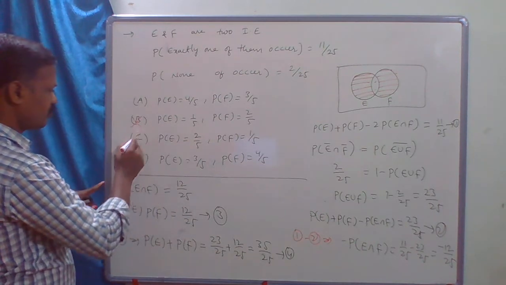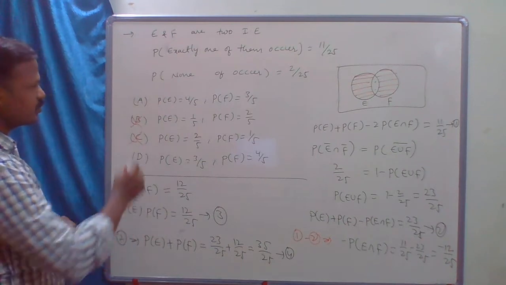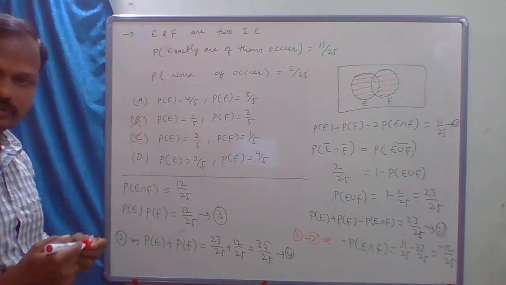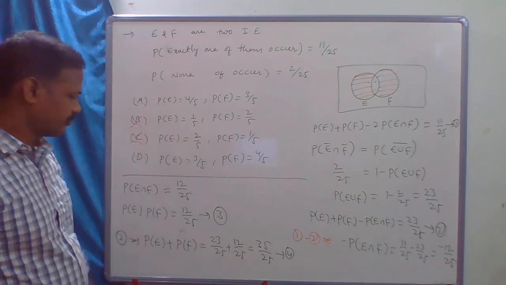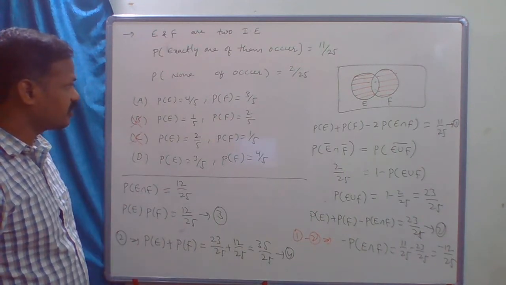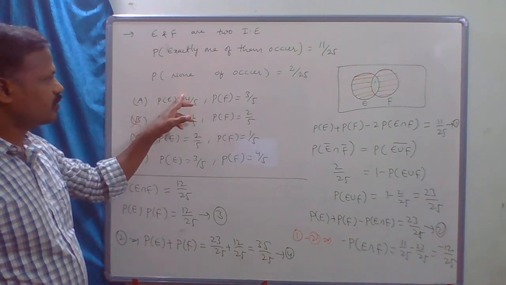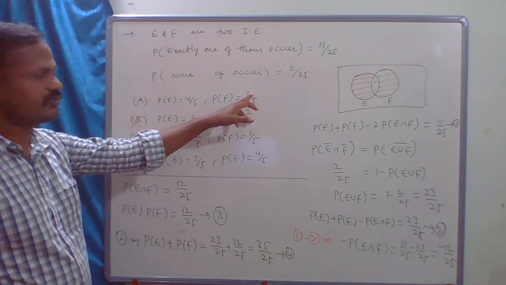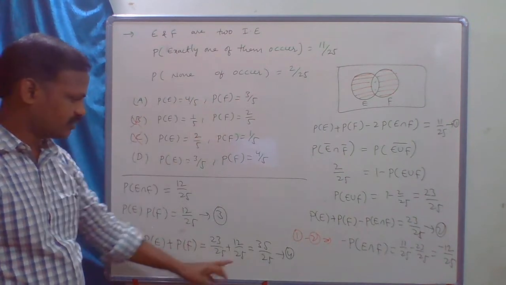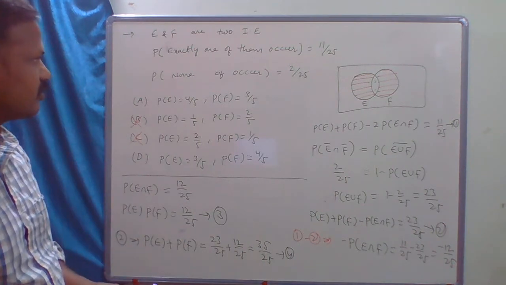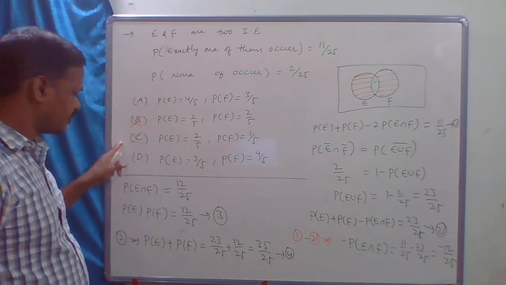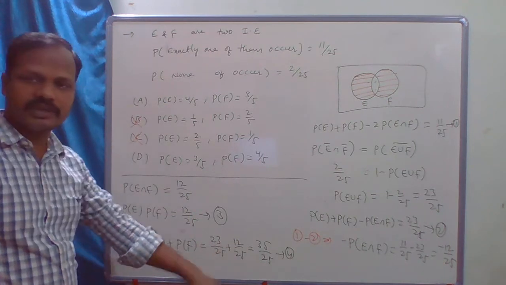This also is wrong. Now the possibilities are A and D, because the product is 12 by 25. The sum, what is the sum? 5 4s are 20 plus 5 3s are 15, so 35 by 25. Yeah. So A and D satisfy statements 3 and 4.